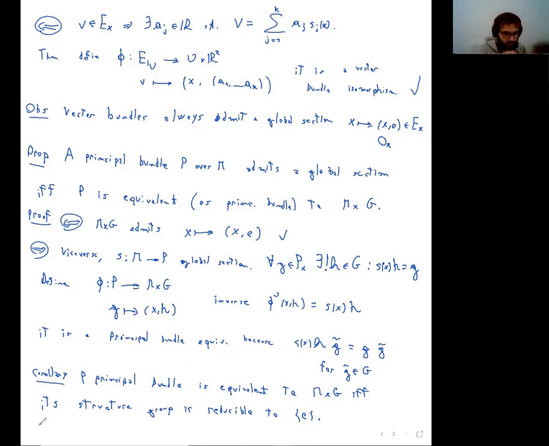So, the proof. One direction is obvious in the sense that you take M times E into M times G, just an injection. So this is the reduction. And if P is equivalent to M times G, you just take this, and this is the reduction.